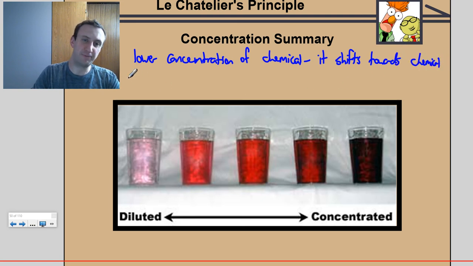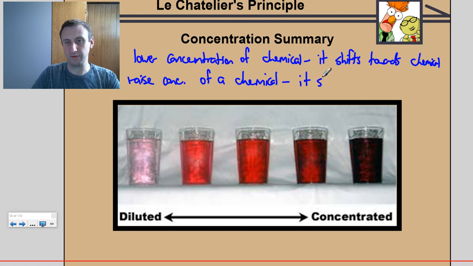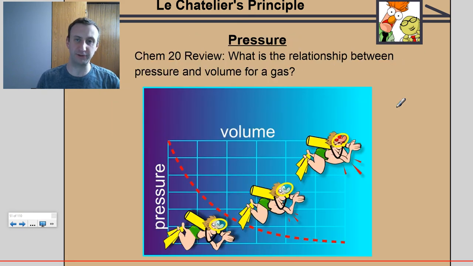And then in the same way, if I raise the concentration of a chemical, it shifts away. So it shifts in the opposite direction, because it tries to get rid of the chemical that I added. So it tries to lower what I increased the concentration of. Last change that we can make is dealing with pressure.